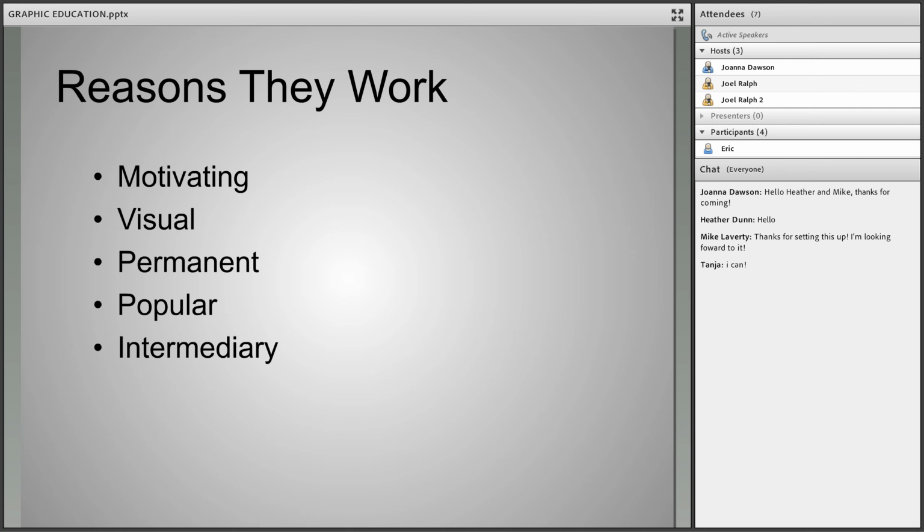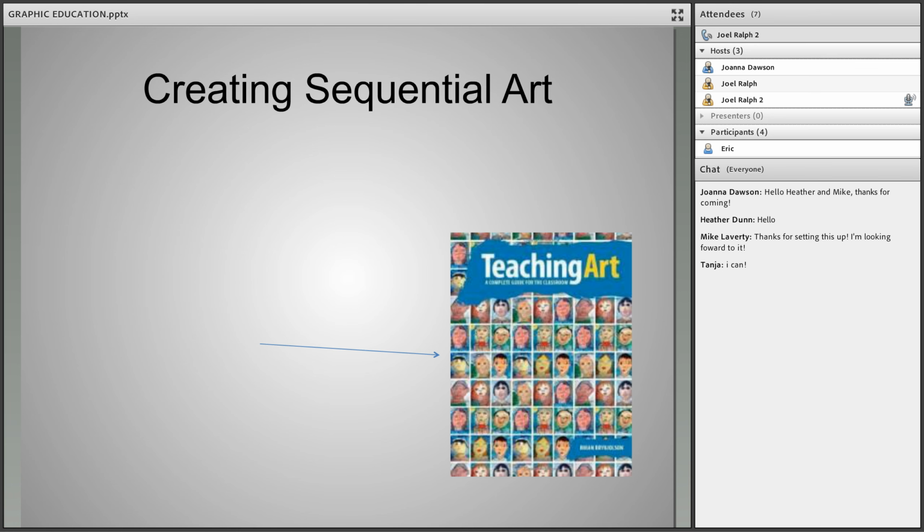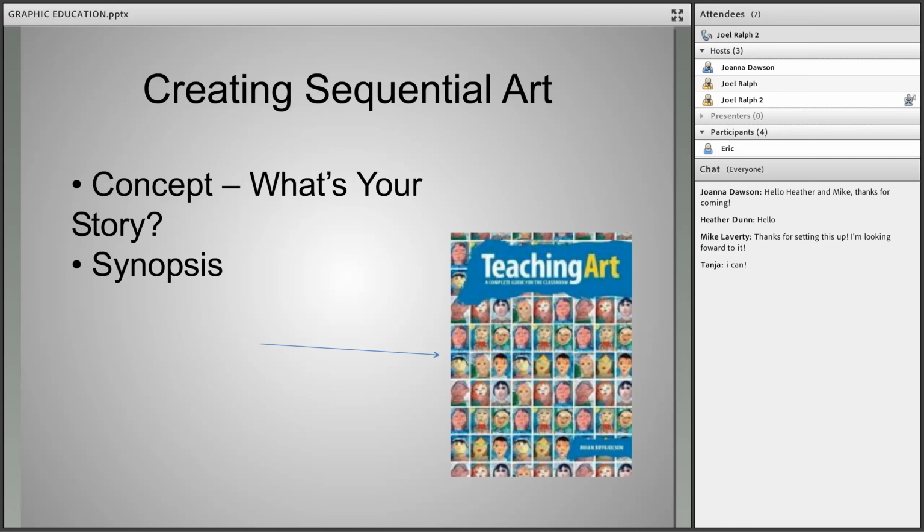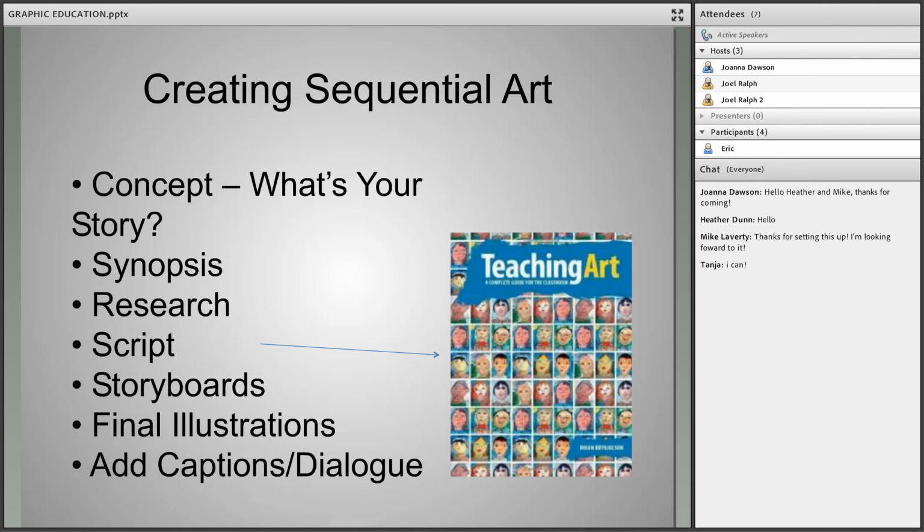The other way that they function is by getting a student to actually do their own graphic novel or their own comic book, and that builds skills beyond just reading. And I'll give you a quick example of that. So what does it look like for a student to create a piece of sequential art? Well, they have to do all of these things, okay? They're conceptualizing their stories, writing the summary of it, researching it, scripting it out, developing storyboards, doing the final illustrations, adding in captions and dialogue, and then doing some pre-publication work on that piece.